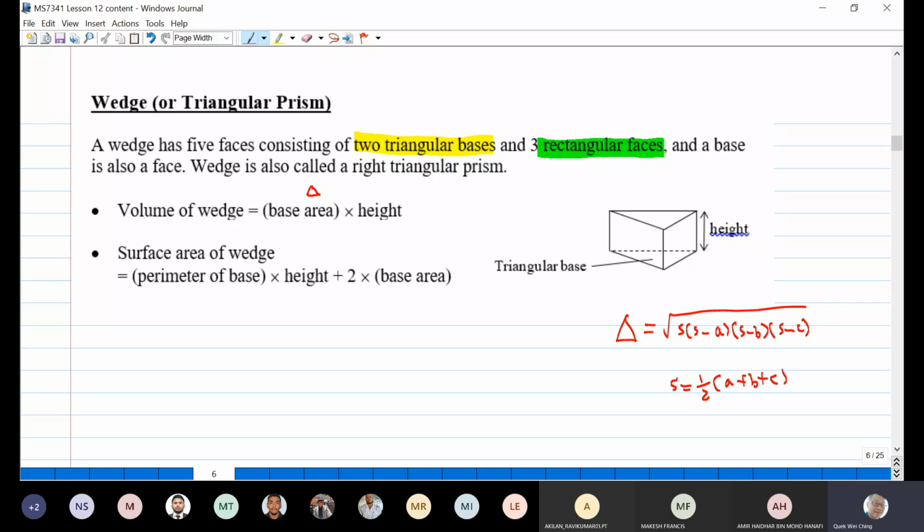Then how do you find the surface area of this? One part is the top and bottom, two base areas, times two, right? Top and bottom, two base areas. And then how about the sides, the three side areas?